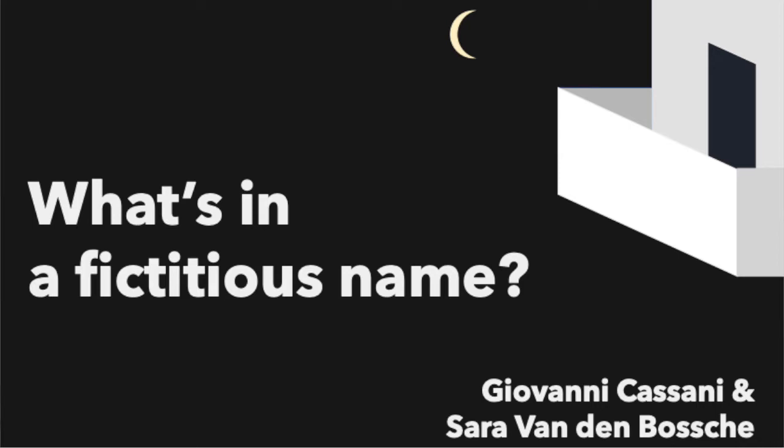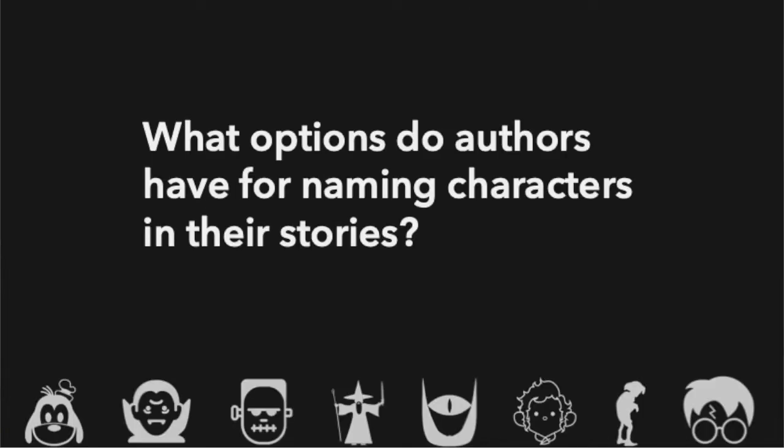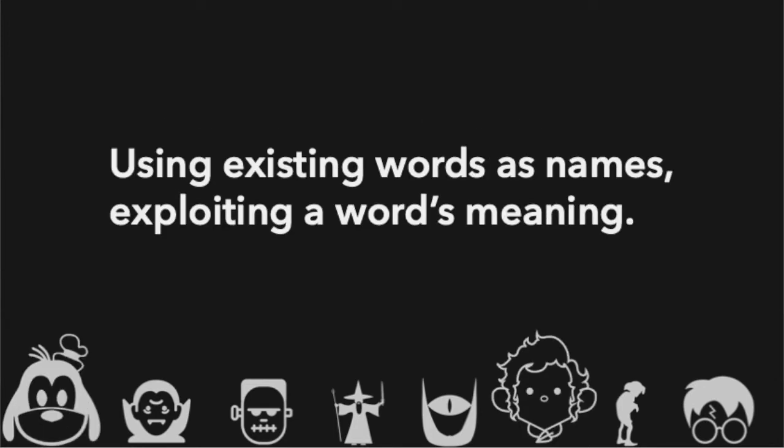So we all know that a rose by any other name would smell as sweet, but would Romeo be as credible a lover if his name was, I don't know, Terry? So the starting point: what options do authors have for naming characters in their stories? Well, one is simply to take existing words in a language and exploit to some extent the meaning that a specific word already has to connote the character. So for example, Goofy or Bilbo, which is a tiny pointy sword, which is particularly apt for the character.